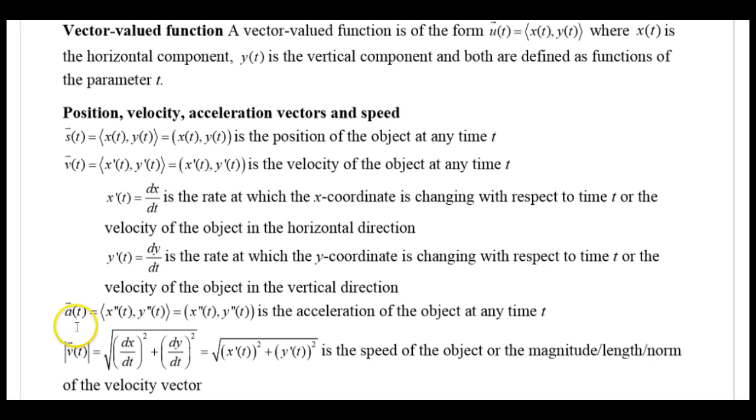And so how do we go from velocity to acceleration? We take the second derivative. So we take the derivative of the first derivative, each component individually, so <x double prime of t, y double prime of t>. That's the acceleration of the object at any time t.